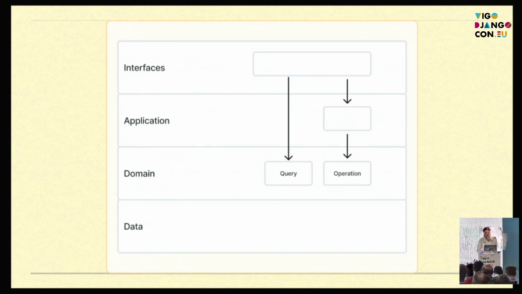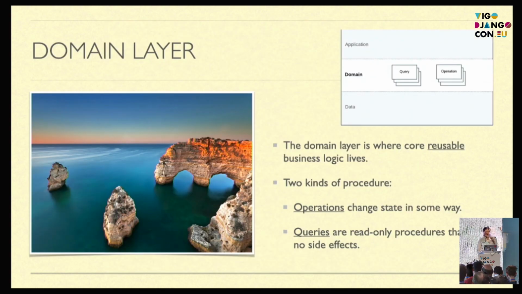we have the domain layer. The domain layer is where core reusable business logic lives. So that's where we put the business logic. Kraken core has the concept of two kinds of procedure governed by different rules. First is operations. Operations change state in some way, for example, by writing to a database or causing an external side effect. Most often, these would be called commands, not operations, but we call them operations. We find it more intuitive.